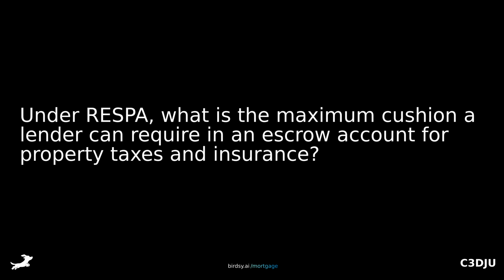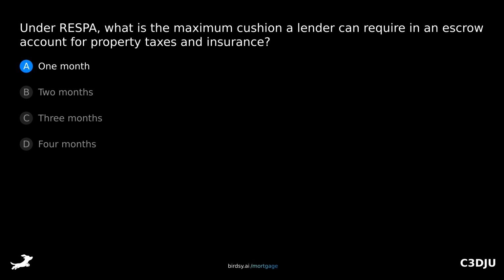Under RESPA, what is the maximum cushion a lender can require in an escrow account for property taxes and insurance? Is it A, 1 month? B, 2 months? C, 3 months? Or D, 4 months? The answer is B, 2 months.